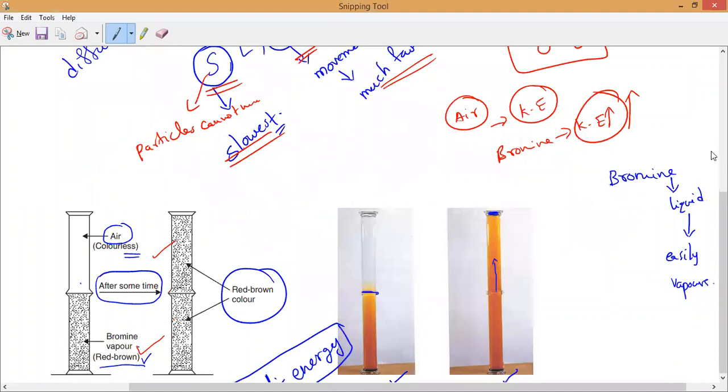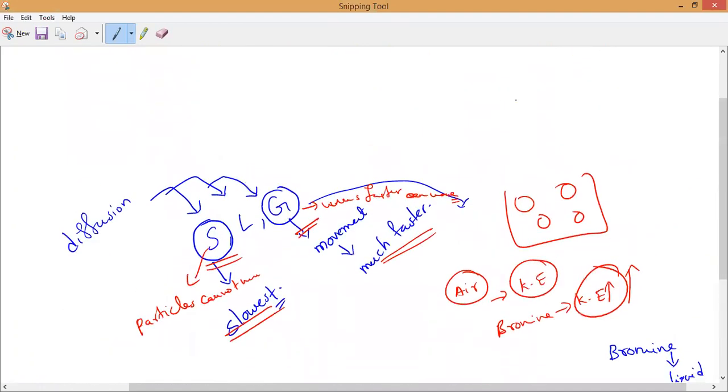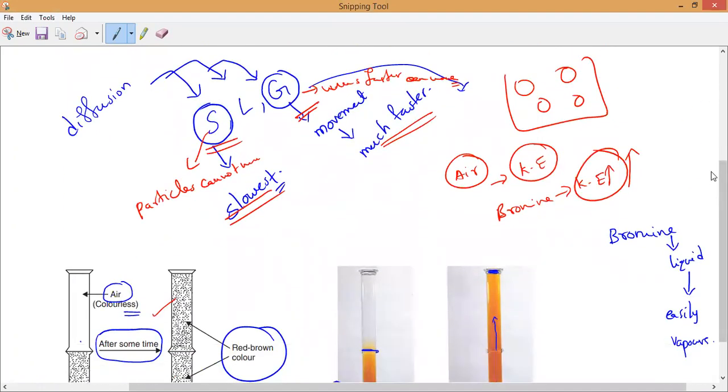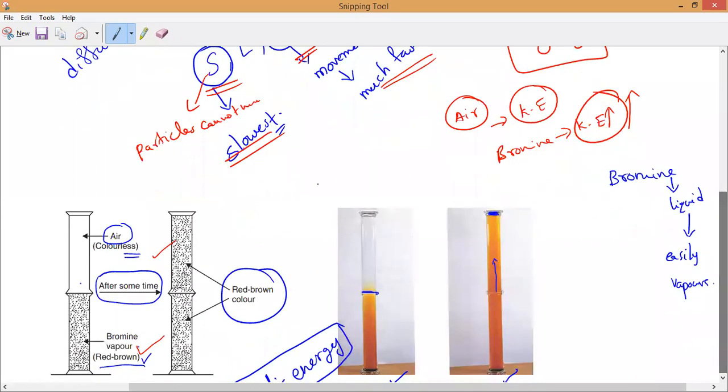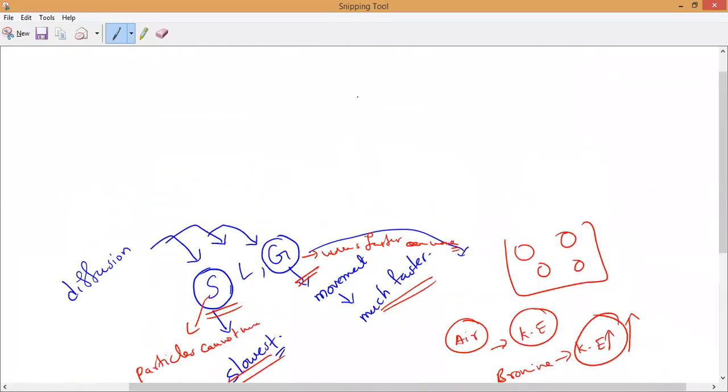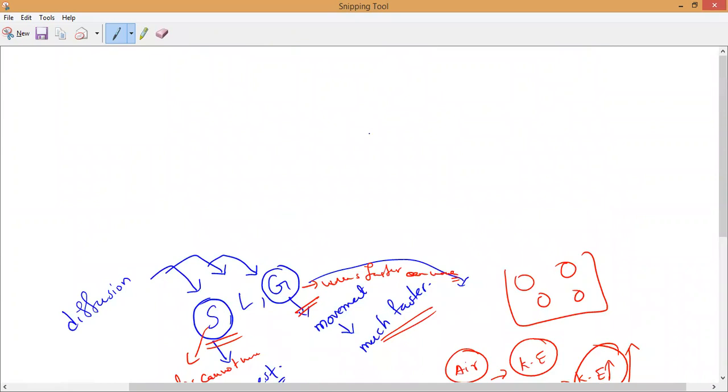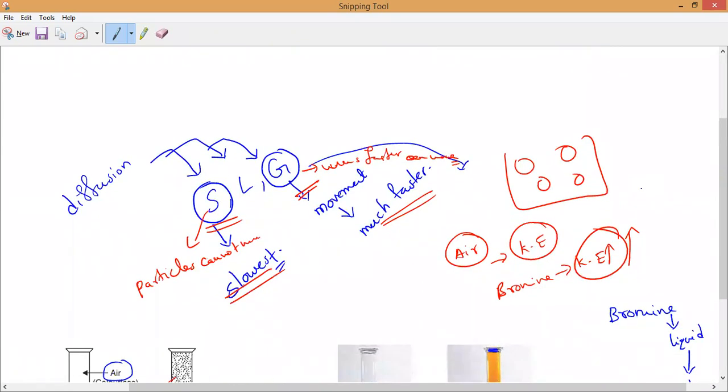More kinetic energy. Any doubt, please ask me. So, if you are heating, then because of heating the particles will attain more kinetic energy. If they attain more kinetic energy, is the movement of particles much faster or slower? Much faster.